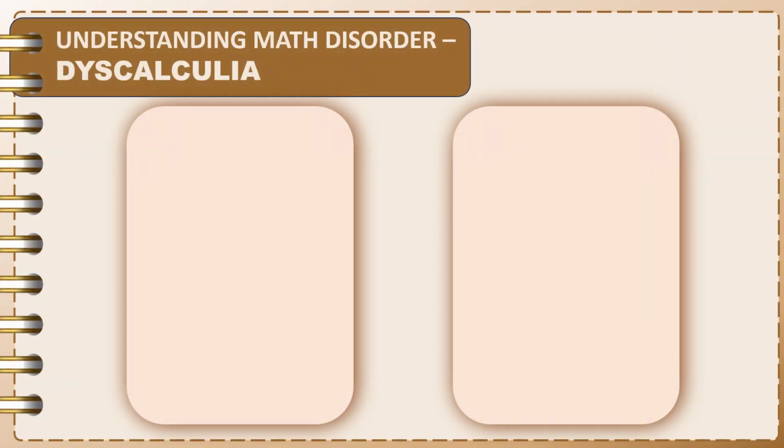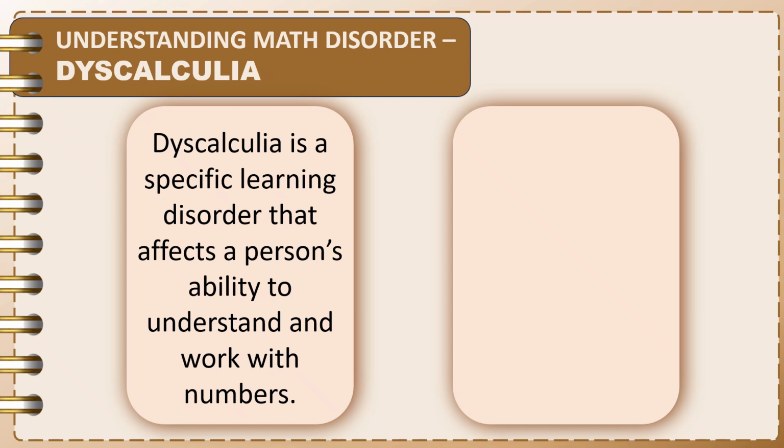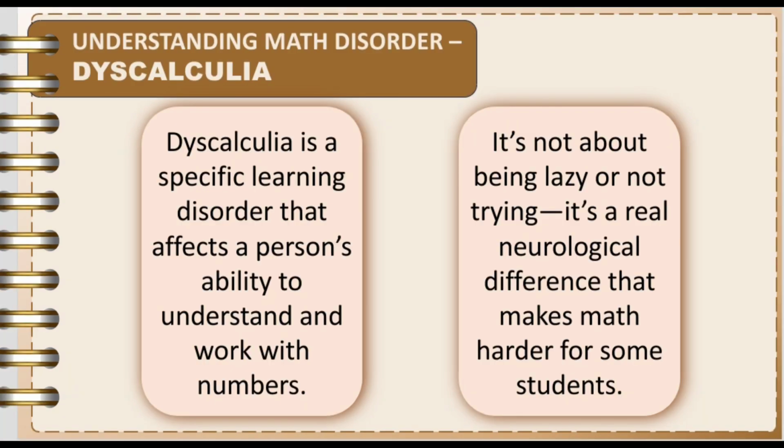Dyscalculia is a specific learning disorder that affects a person's ability to understand and work with numbers. It is not about being lazy or not trying. It is a real neurological difference that makes math harder for some students.